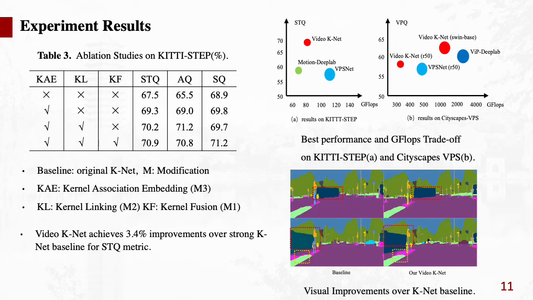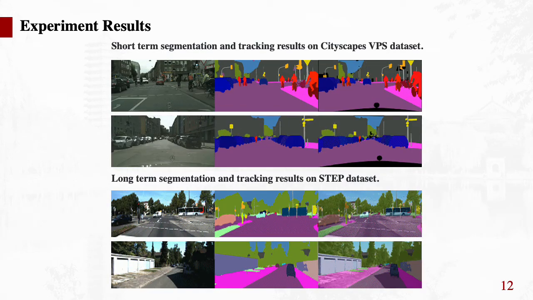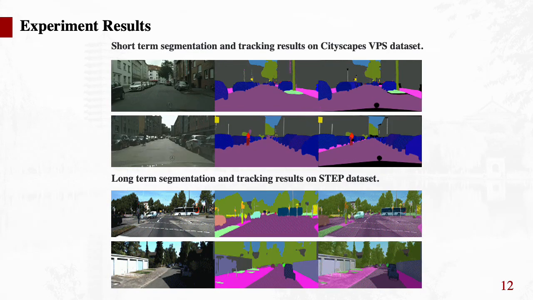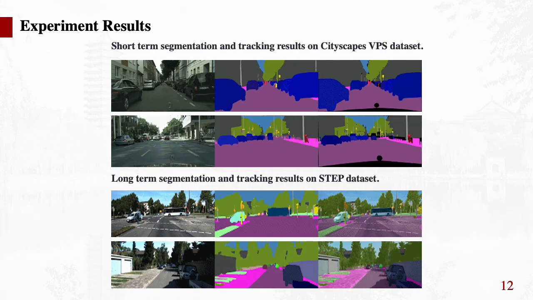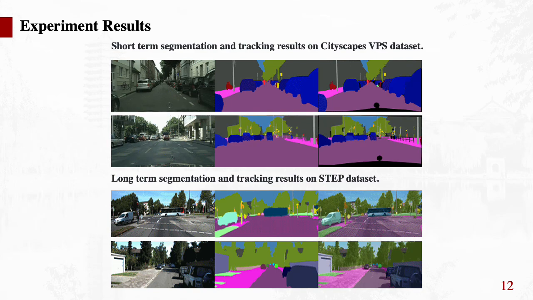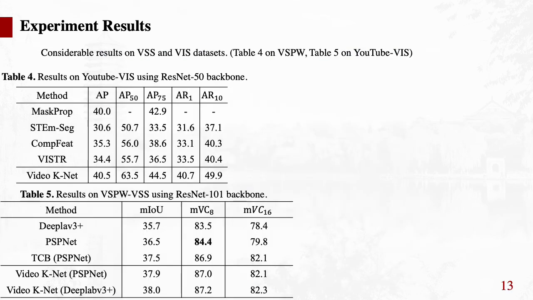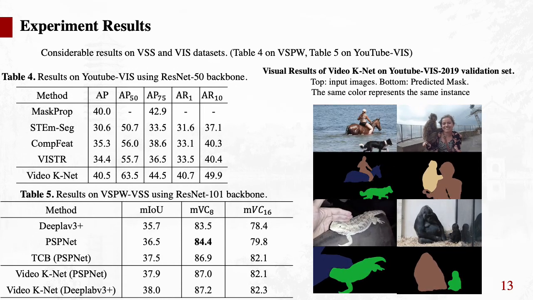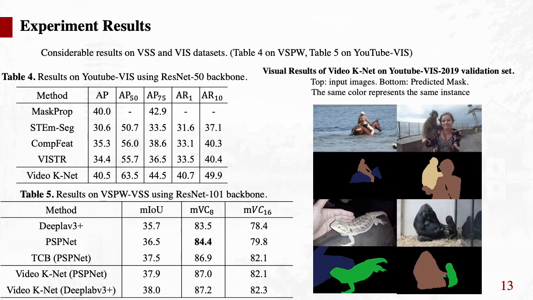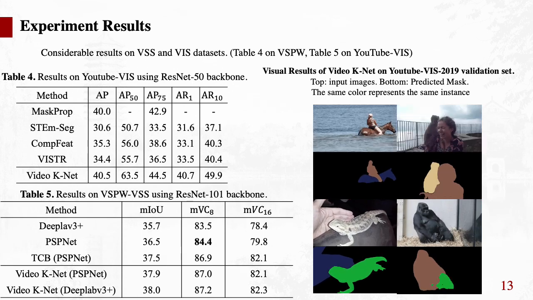Here we show an example of visual improvement over the K-Net baseline. Here we show our Video K-Net can achieve good results on long-term segmentation tracking and short-term segmentation tracking. Then our network can also achieve considerable results on VIS and VSS. Here we present the video results on the YouTube-VIS dataset.